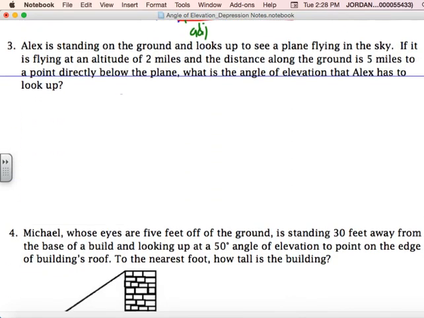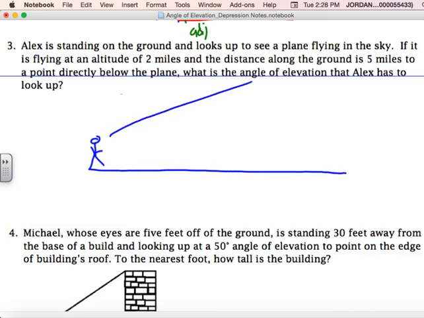So Alex is standing on the ground and he looks up to see a plane flying in the sky. So we need to draw Alex right here. He's on the ground and he's looking up to see some kind of a plane flying in the sky. I know, it's a terrible drawing. So there's our plane. So he's looking up at the plane, and it says he's standing on the ground, looks up to see a plane flying in the sky.